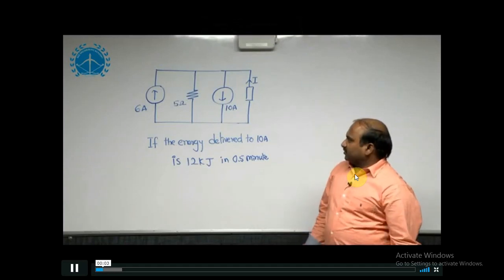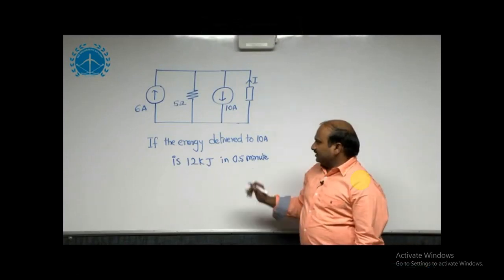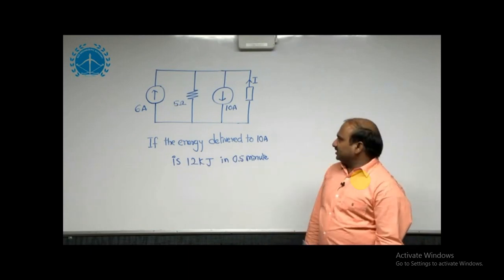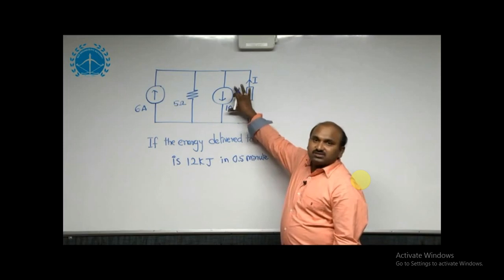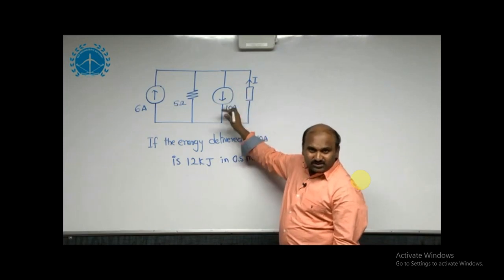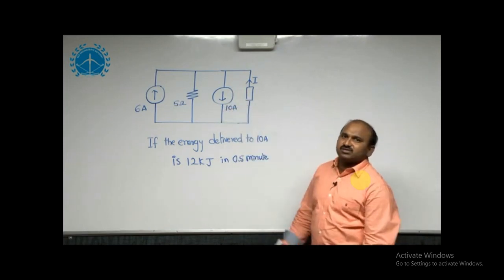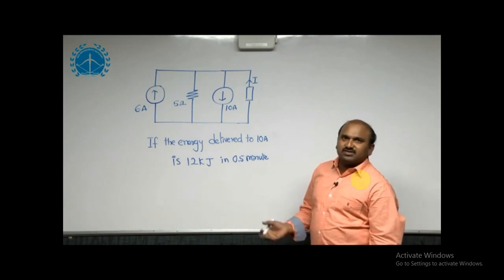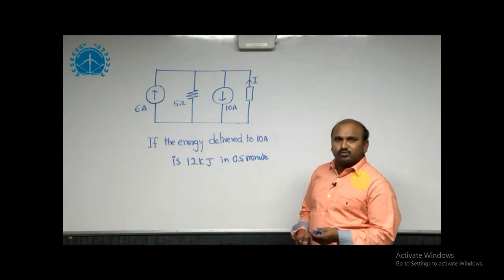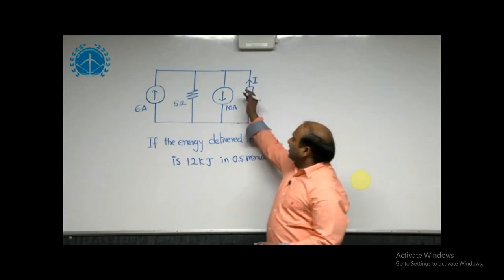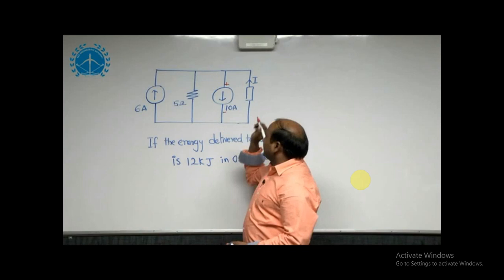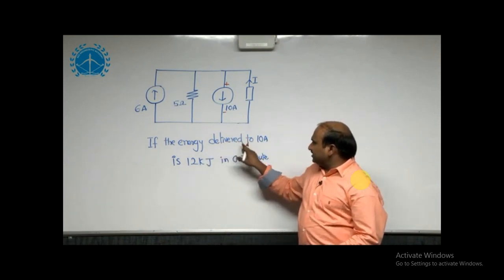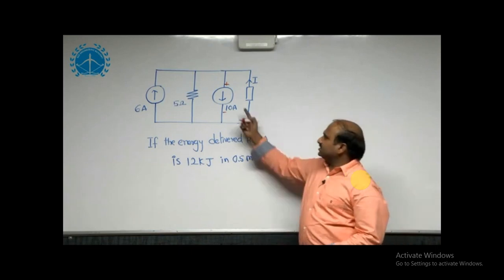From this circuit, we need to estimate the I value when the energy delivered to the 10 ampere source is given. Remember that energy delivered to means this 10 ampere current source is absorbing. Whenever any element, whether active or passive, is absorbing, even though it is a source, to satisfy KCL and KVL the current direction is always from positive to negative when it is absorbing.